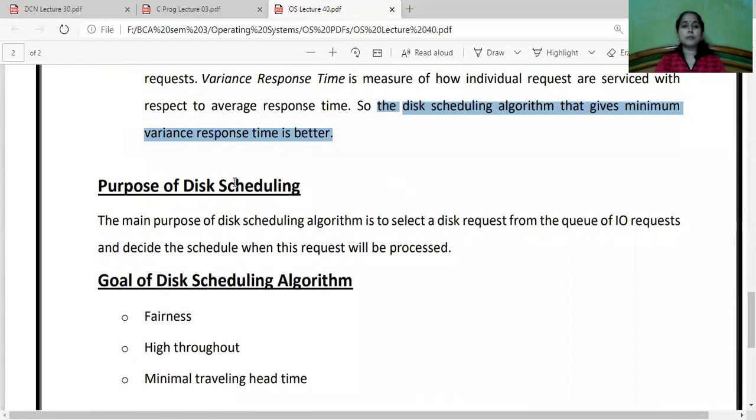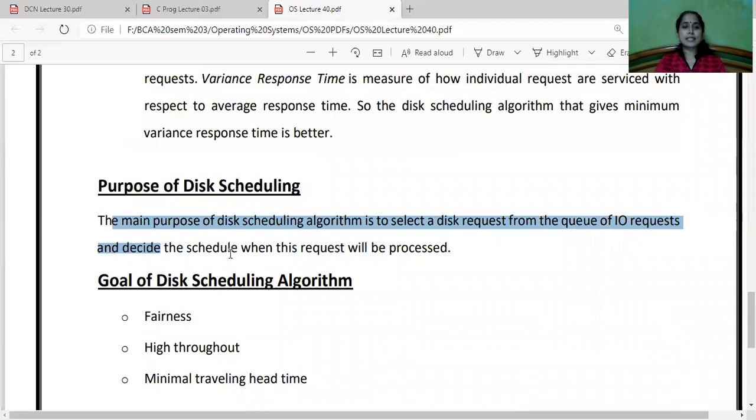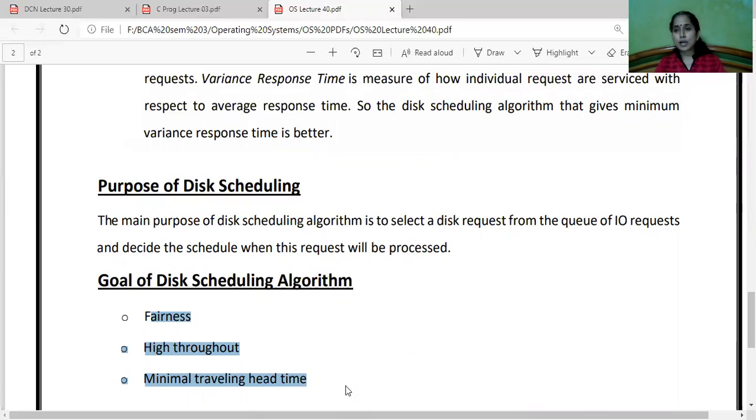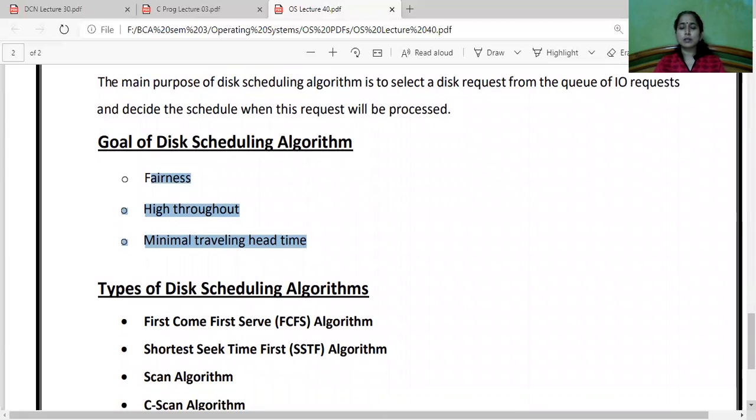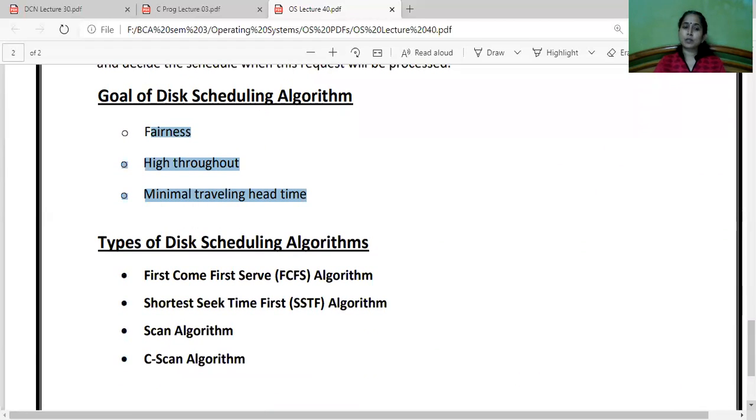Next, we are going to talk about the purpose of disk scheduling. The main purpose of a disk scheduling algorithm is to select a disk request from the queue of the IO requests and decide the schedule when this request will be processed. This is the purpose of disk scheduling algorithms. And the goal is fairness, high throughput and minimum head travel time. That is, the less the head movement, the better the performance and efficiency, and fairness means equal opportunity to be provided to all the input-output requests in the queue. So these are the goals of our disk scheduling algorithm.